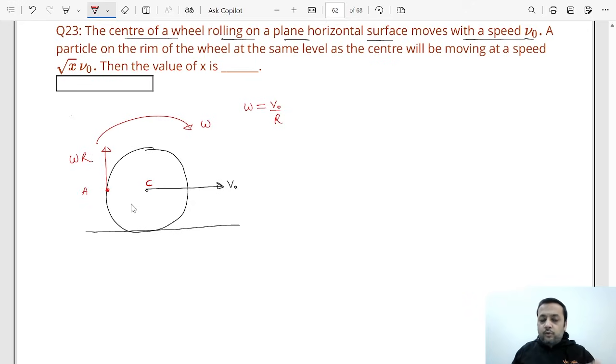Now, if you come in the ground frame, then you will realize that center of mass is also translating. That means you will have to impose that velocity also. So velocity of A will be due to two reasons. One is rotation, which is omega r, and due to translation, which is v naught. So overall velocity of A is omega r in the j cap direction and v naught in the i cap direction. Omega r is actually v naught itself. So here you can write v naught j cap plus v naught i cap. If I take the mod of vA, this will be clearly root 2 v naught. So x becomes 2. I hope you have understood.